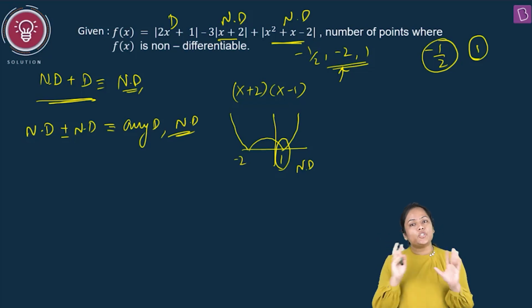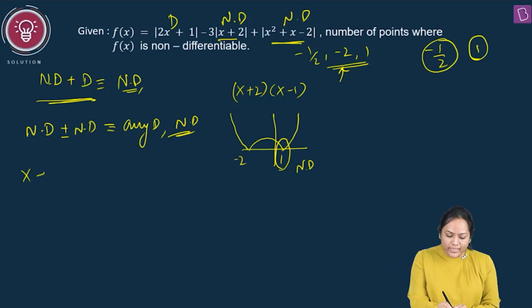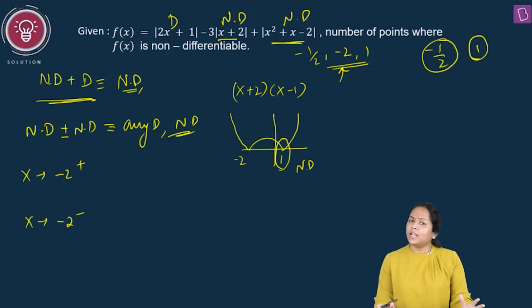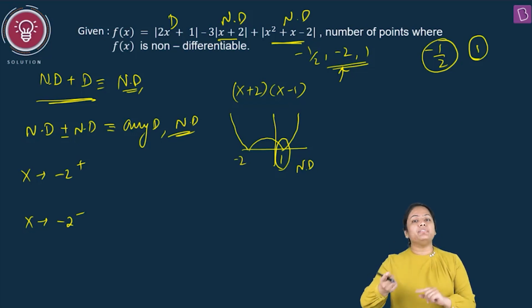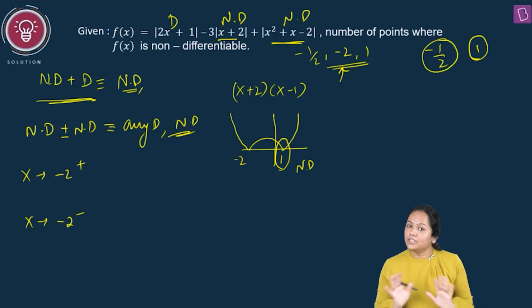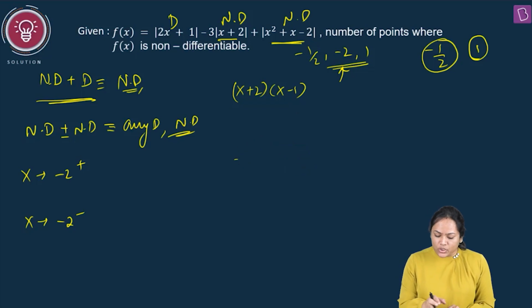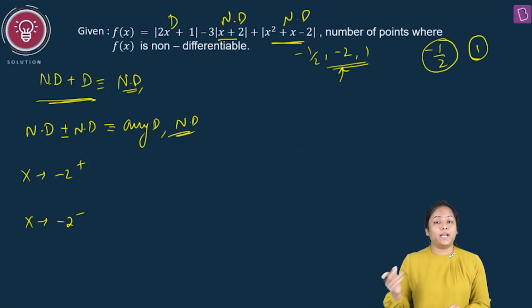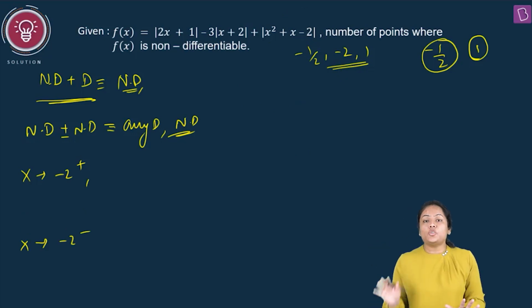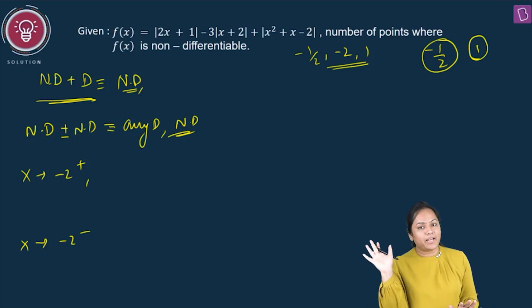Well, for this, we'll just try to check what is going to happen when x is approaching minus 2 plus, and when x is approaching minus 2 minus. That is how we check for derivability, right? If my left-hand derivative and right-hand derivative come out the same, that means the function will be differentiable. If they are different, it's going to be non-differentiable. Clear? Okay, perfect. We are going to do that. So when I write minus 2 plus, what do I mean by minus 2 plus? Minus 2 plus means that x is slightly greater than minus 2, right?